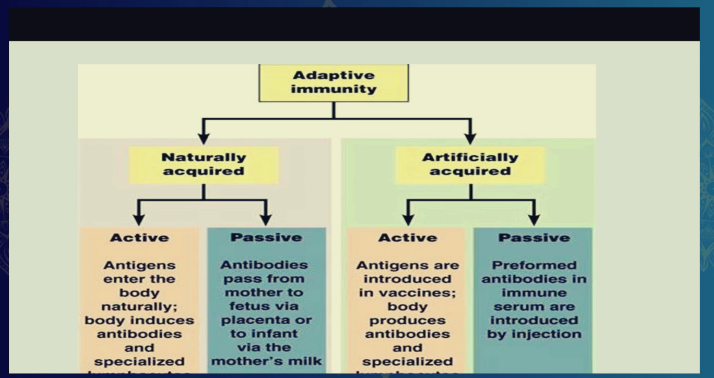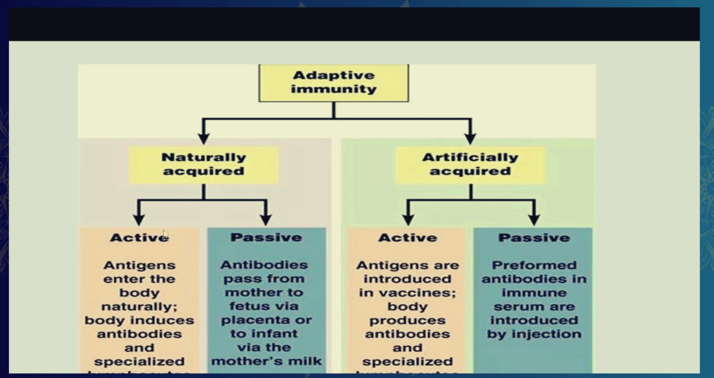Here we can divide this adaptive immunity into two types. First one is naturally acquired adaptive immunity. Second one is artificially acquired adaptive immunity. Naturally acquired can be of two types. First one is active, second one is passive immunity.